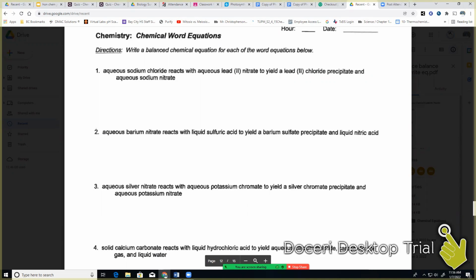It says aqueous sodium chloride. So there's my compound, sodium chloride, NaCl. And because it said aqueous, I would need to put that in parentheses behind the compound. And your state always goes behind the compound or behind the element, not on the top, not on the bottom. I've had them all over. And that reacts with aqueous lead nitrate. So I would write my formula for lead nitrate. Lead 2 nitrate, and then it says it is aqueous.